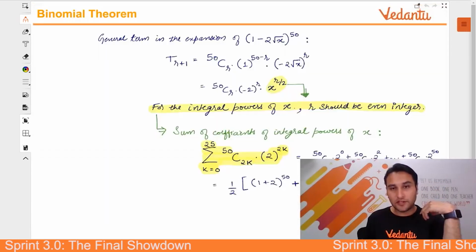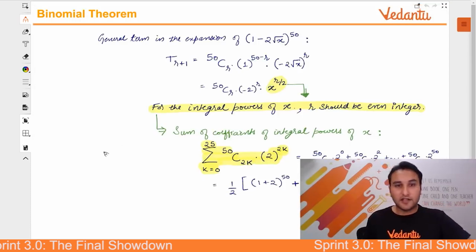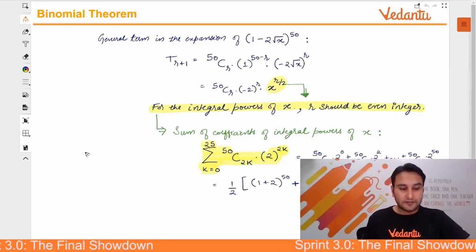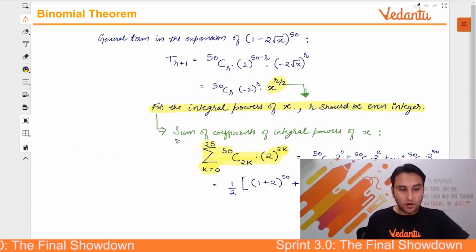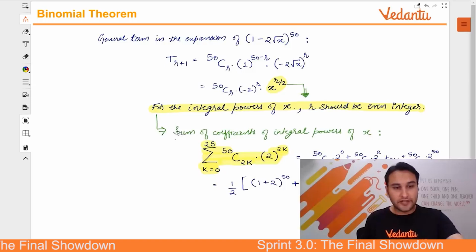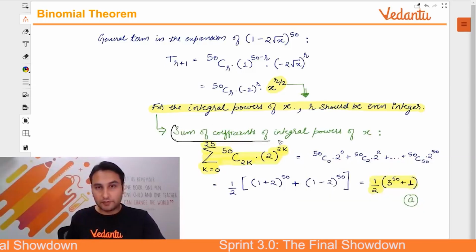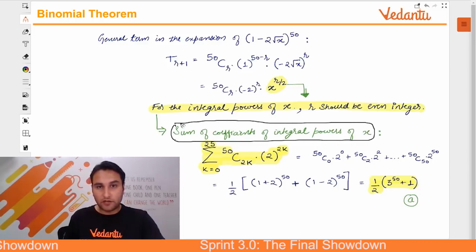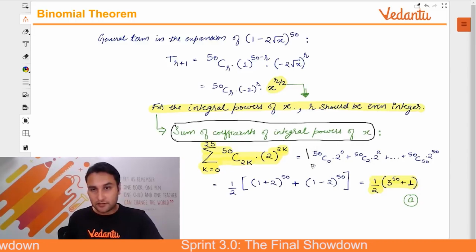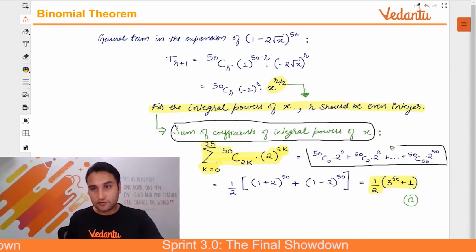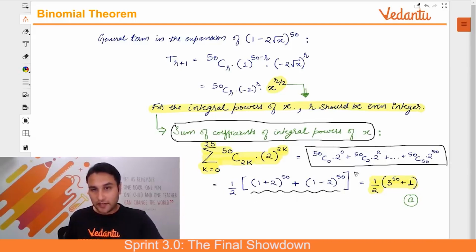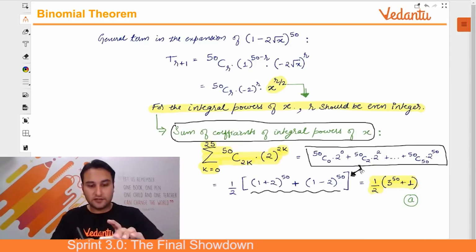फिर से बोलता हूं, देखो क्या किया मैंने. Look at this. Look at this what I did here. I want sum of the coefficients of integral powers of x. So basically what I want these. This is what I want. Can you visualize this? That this is equal to this? Can you visualize? How many of you can visualize? I want yes or no.